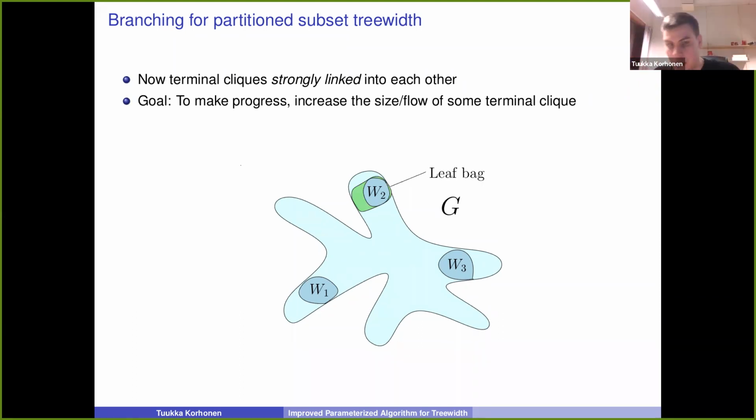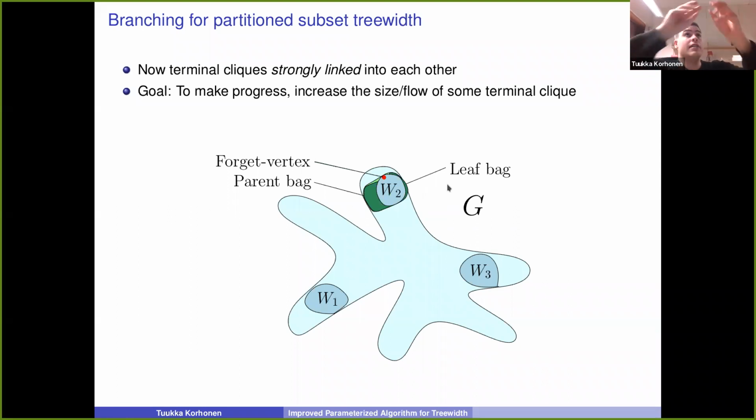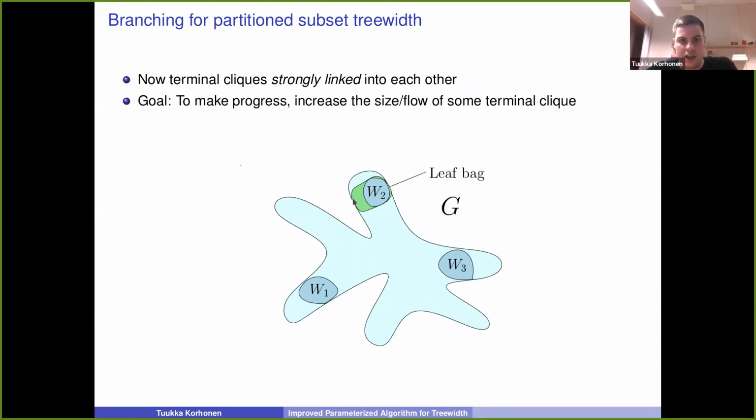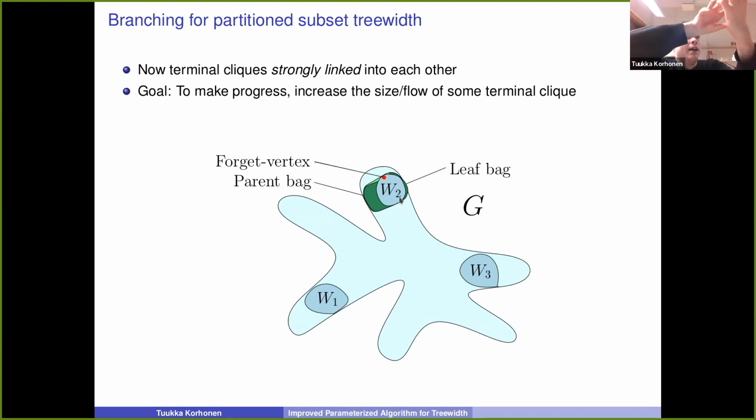And for this, we now have some branching. Now comes the actual branching in the algorithm. We can prove that there must exist some solution X and a decomposition of X so that this W2 clique is in a leaf bag. And not only is it in a leaf bag, but we have a leaf bag that contains this W2, maybe something else too, and then it has a parent. Going from this leaf to this parent, we forget one vertex, and this forgotten vertex is one vertex of W2. You can prove this by some greedy arguments.